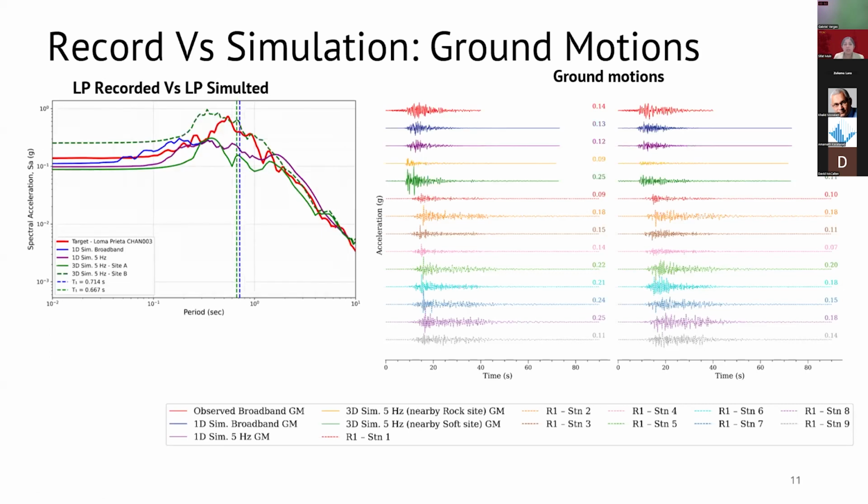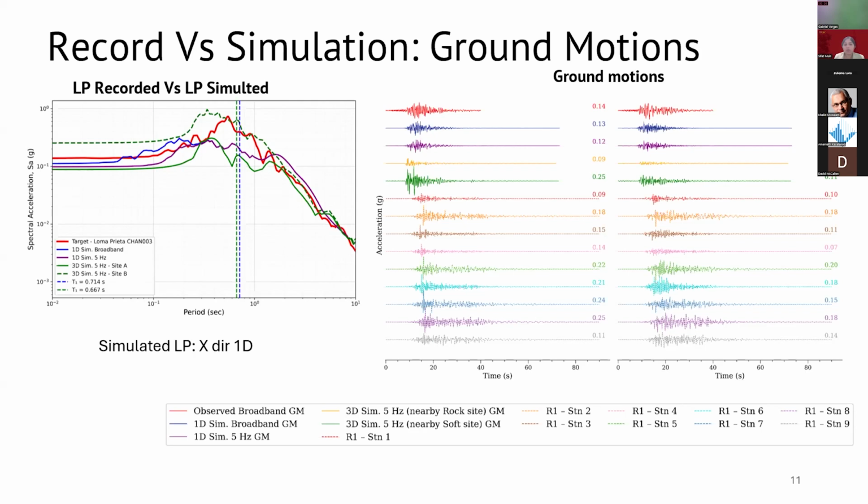This is the simulated Loma Prieta. So here you see the response spectrum. Red again is the target. The purple and blue are the 1D simulation. The green ones are the 3D simulations. The one that is below, that is at the rock site. And the one at the top is at the soft site. And we do see it is close to the target Loma Prieta.